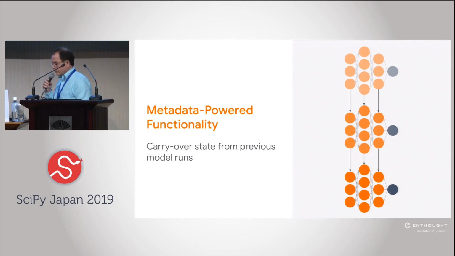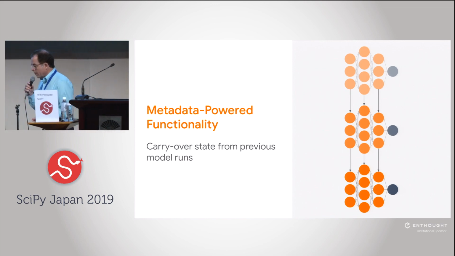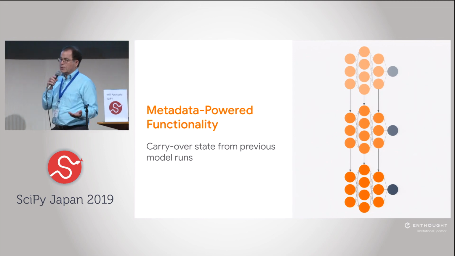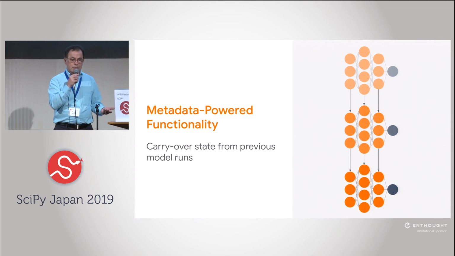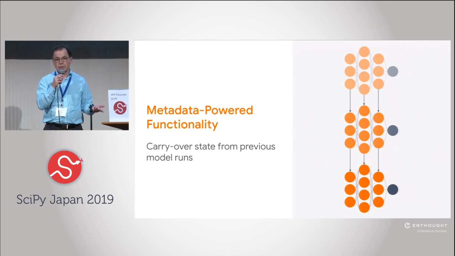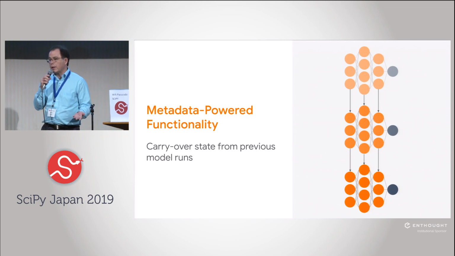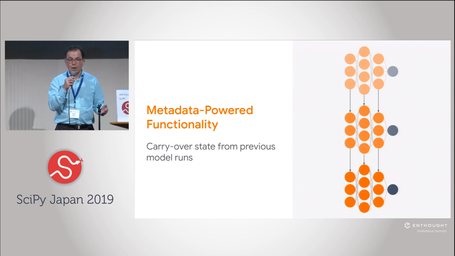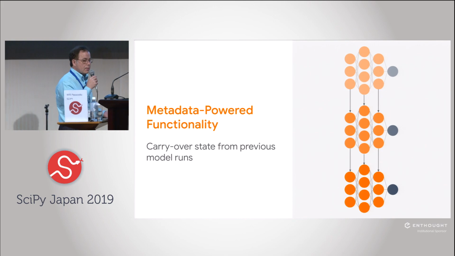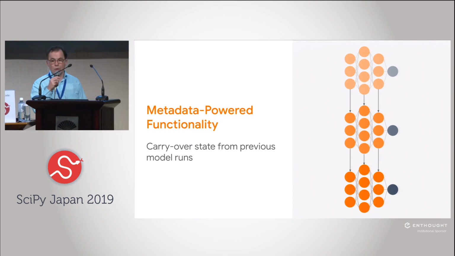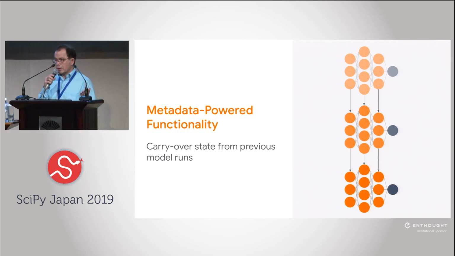Carryover state. So I may have trained my model for 1,000 epochs, and I've looked at the results that I have, and it looks to me like maybe I should train it for 1,000 more. I don't want to start training from the beginning. I want to do a warm start and just continue from where I left off.